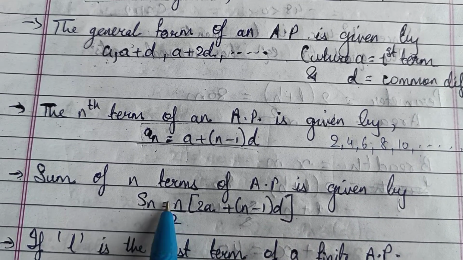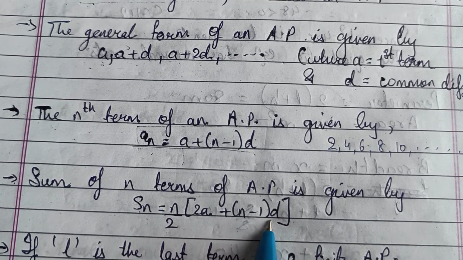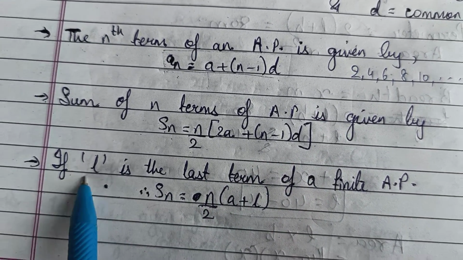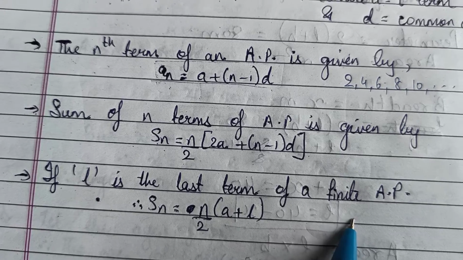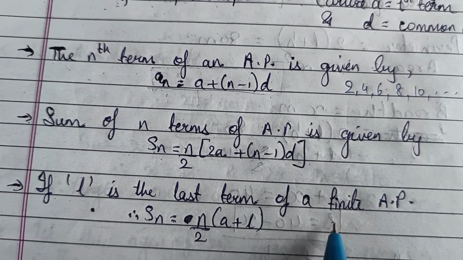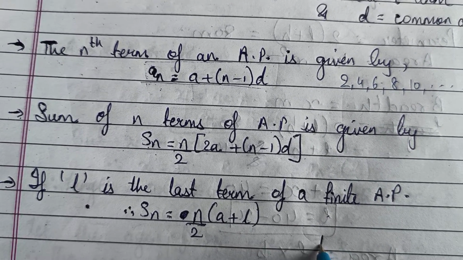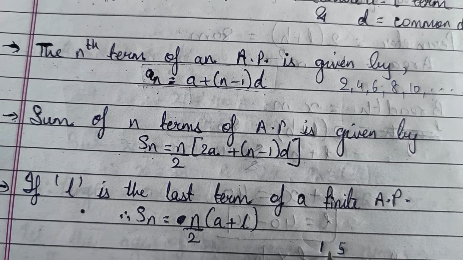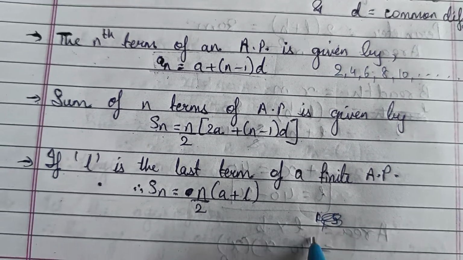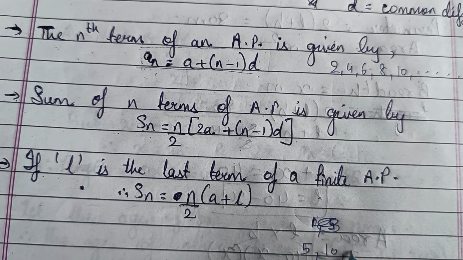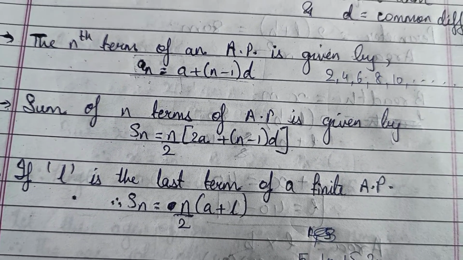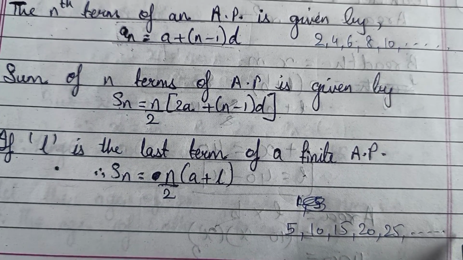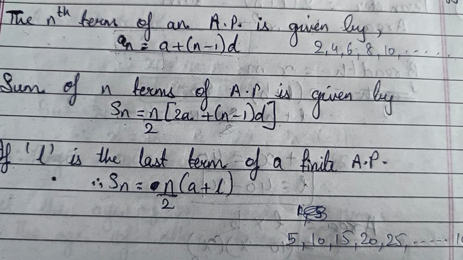Okay, Sn is equal to n by 2 into 2a plus n minus 1 into d. Now next, if you know the last term of the series, if L is the last term of a finite AP, meaning you are knowing the last term. Suppose you are having a series like this: 5, 10, 15, 20, 25 and so on up to, suppose I say, 100.